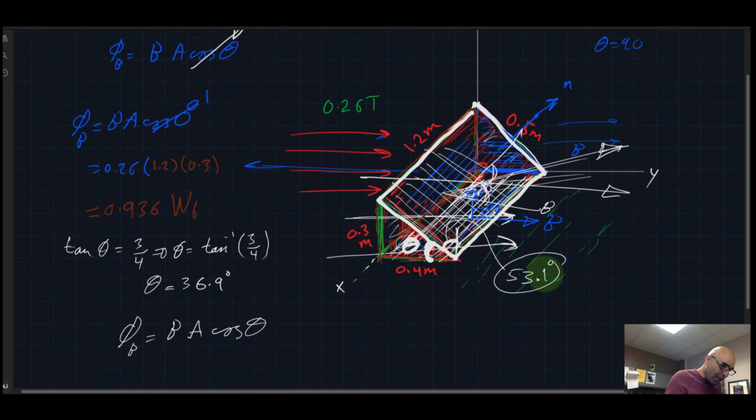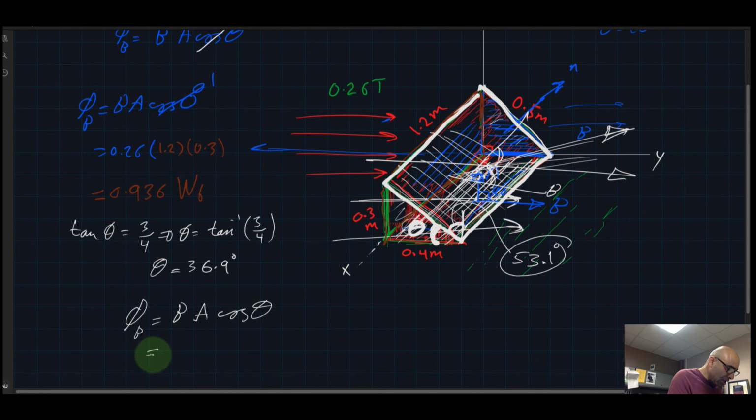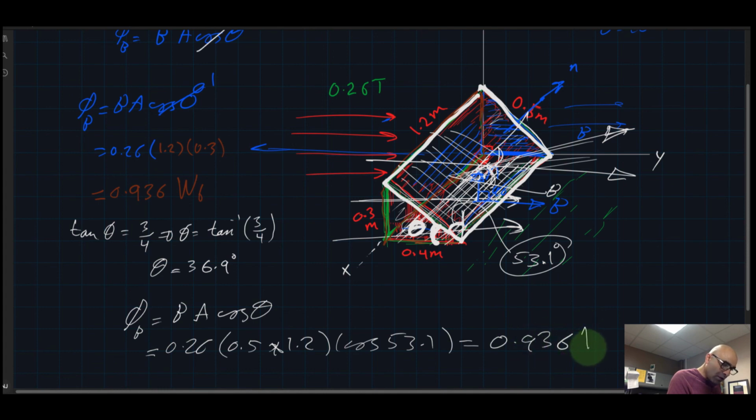So now we have the angle, and we have B, which is 0.26, and the area is equal to 0.5 times 1.2, times cosine 53.1. If you do this calculation, you're going to get the same number, 0.936 Weber. And that makes sense because what goes in as flux must go out. And that's it for this problem. Thank you.